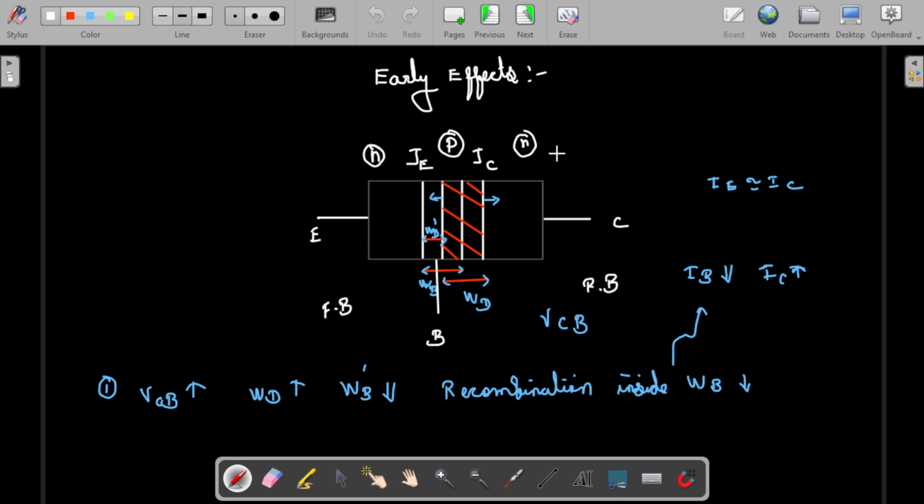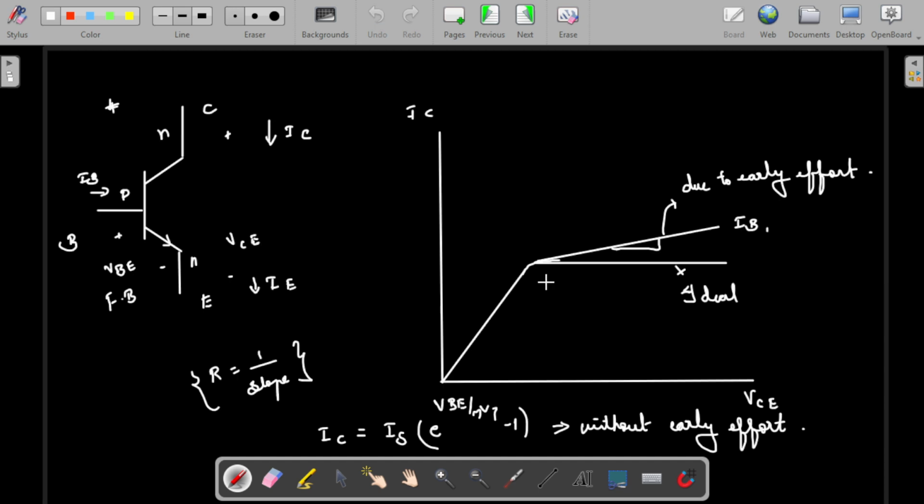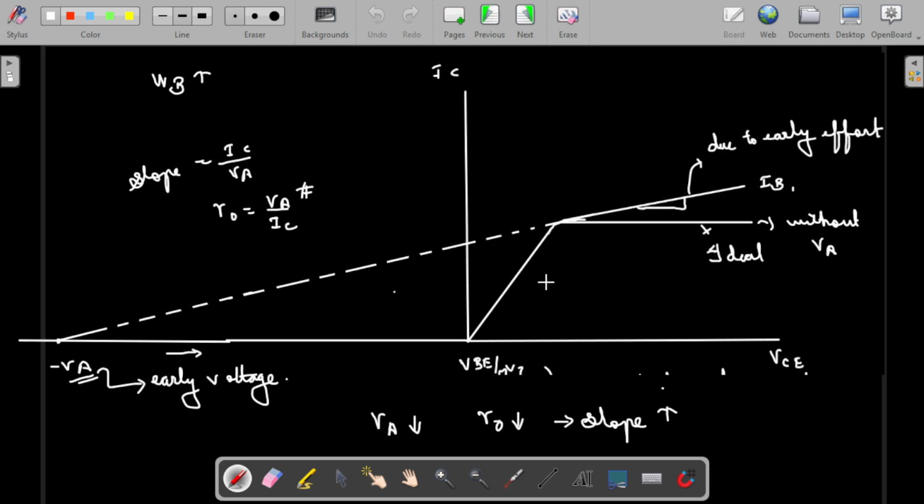In order to make the transistor work, we need to apply reverse bias. The only thing is that if we keep on increasing the reverse bias, then we are in trouble. With a moderate amount of reverse bias, we can avoid these early effects. We know the early effect will be there, but to a small extent.